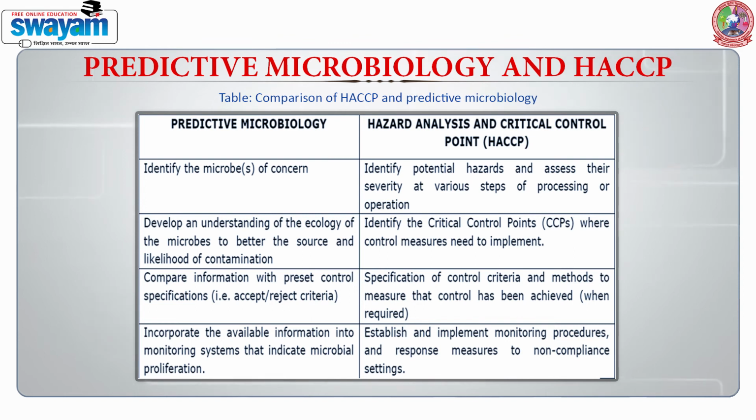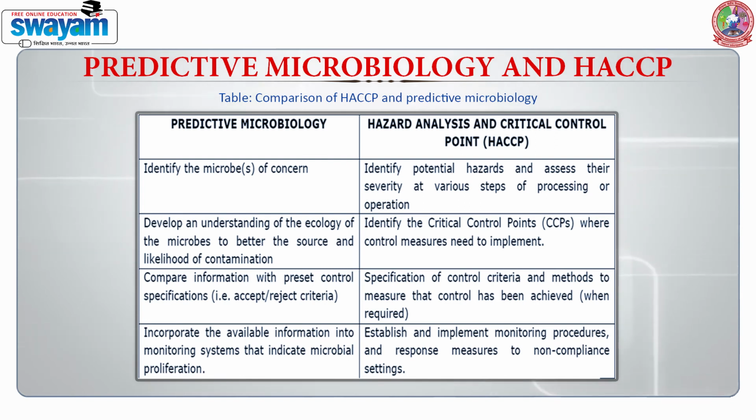But although I say that both the things are interlinked, that is HACCP and predictive microbiology, still there is a difference between the two, because predictive microbiology identifies the microbes of concern, but HACCP is only focusing on the potential hazards. Then when we talk about predictive microbiology, we are talking about the ecology of the microorganism in which it is going to grow, whereas in case of HACCP, we are only talking about the CCPs, the critical control points.